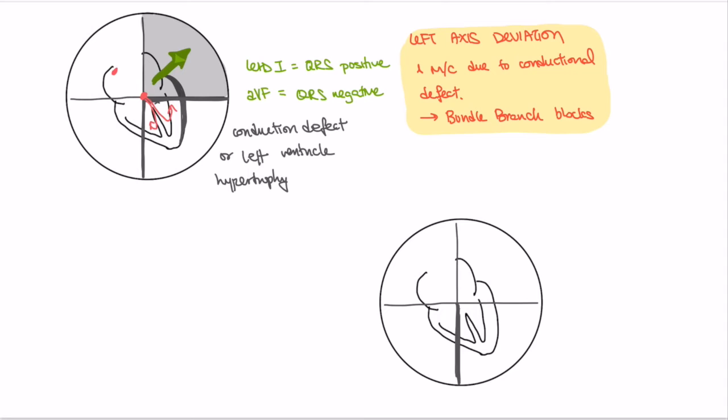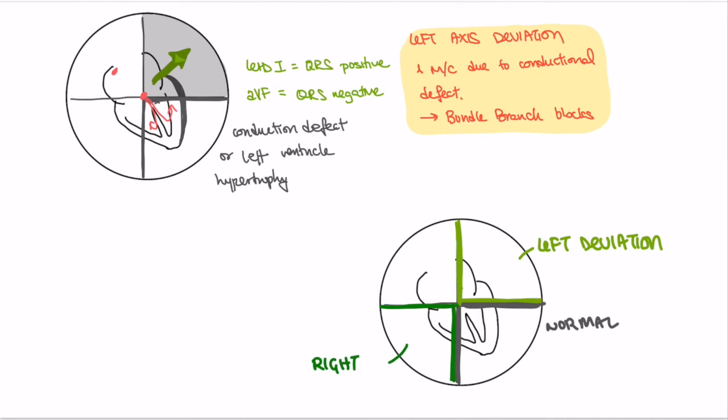So in this circle, we have the normal quadrant, a left deviation, and a right deviation. And this upper left quadrant is known as the extreme axis deviation.